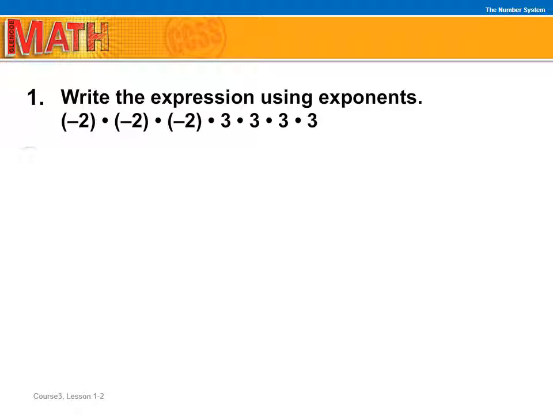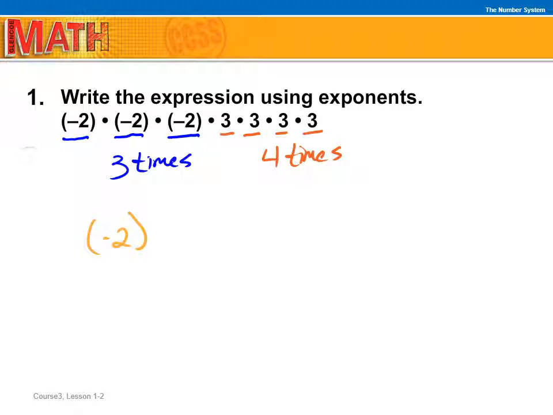I can see here that I have negative 2 times negative 2 times negative 2, 3 times. And I have 3 times 3 times 3 times 3, 4 times. So in exponents, I'm going to take my negative 2, and because it's in parentheses, it's important that I include the parentheses. It's showing 3 times, so it's going to be the exponent of 3. Using multiplication here, the base 3, and it's 4 times, so it's to the 4th power.